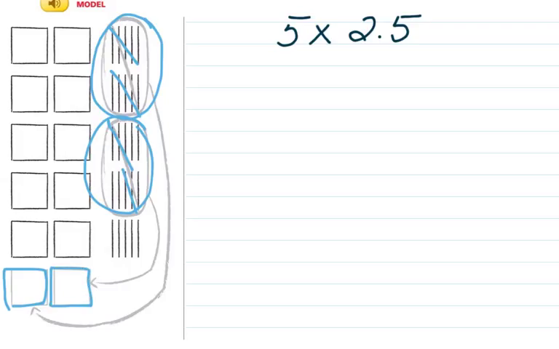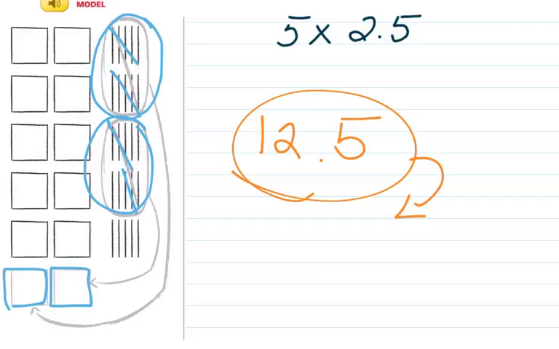So boys and girls, in this model, we can actually count out the answer to this multiplication problem without even doing any paper and pencil math. So let's count it out. We have 1, 2, 3, 4, 5, 6, 7, 8, 9, 10, 11, 12. 12 ones, and we can count our tenths. We have 1 tenth, 2 tenths, 3 tenths, 4 tenths, 5 tenths. So we know that our product, which is our answer in multiplication, boys and girls, is 12 5/10.